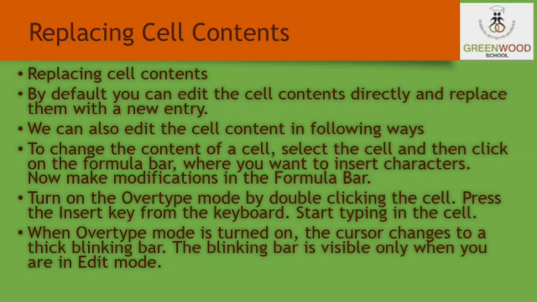Turn on the overtype mode by double clicking the cell. Press the Insert key on the keyboard and start typing in a cell. When overtype mode is turned on, the cursor changes to a thick blinking bar. The blinking bar is visible only when you are in edit mode.